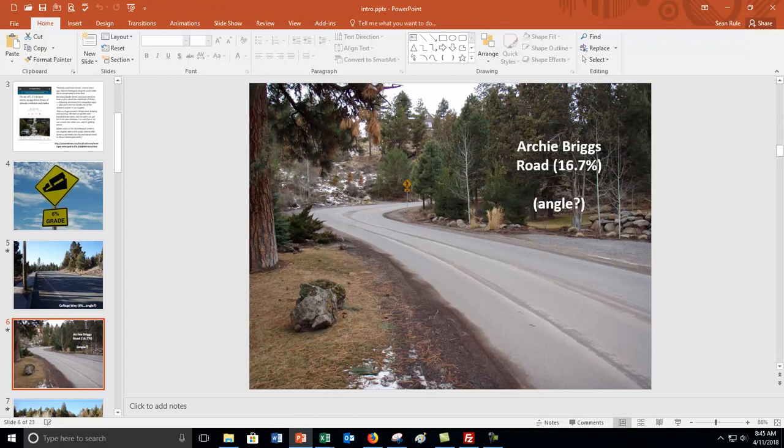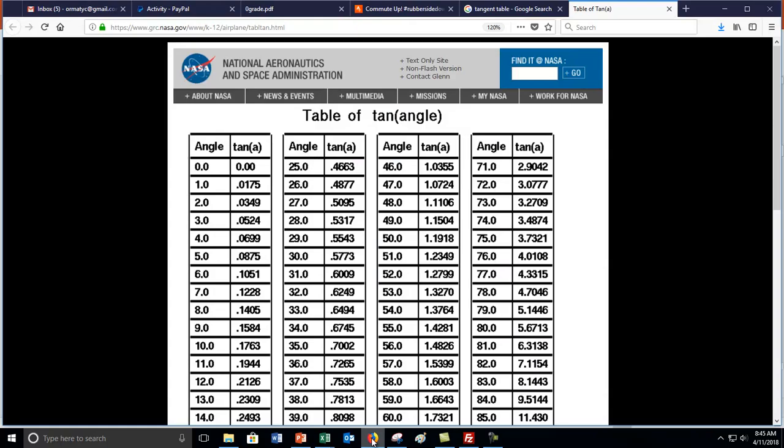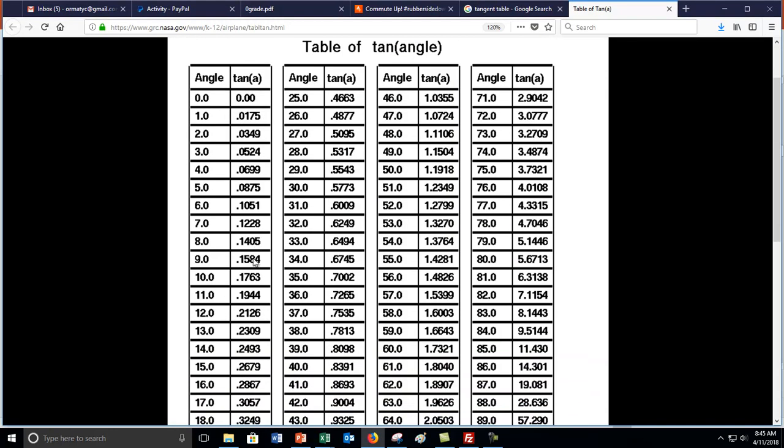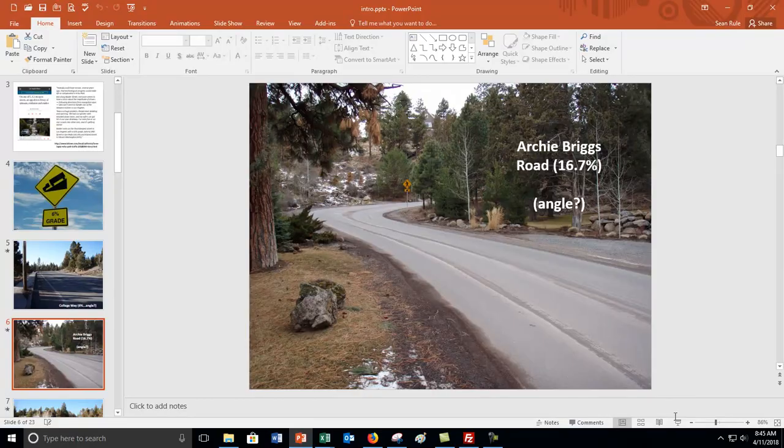So what I want to do right now is come over here and look at our tangent table again. For 16.7%, well, there's 15.8, and there's 17.6, so it's somewhere in between those two. So maybe call it 9.5 degrees. That's probably good enough for government work, as the old saying goes. Good enough for government work.